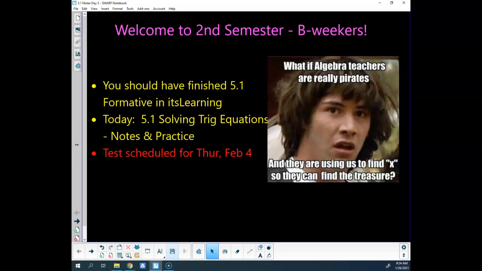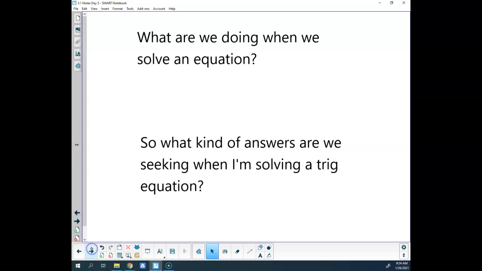Okay. Two things. One, you need out your formulas sheet, the pink identity sheet, and you would also probably want to have out your unit circle, so that we can have that ready to go. And that goes for everyone. The identities sheet and the unit circle is what we would like to have out today. Okay? All right, so what are we doing when we solve an equation?